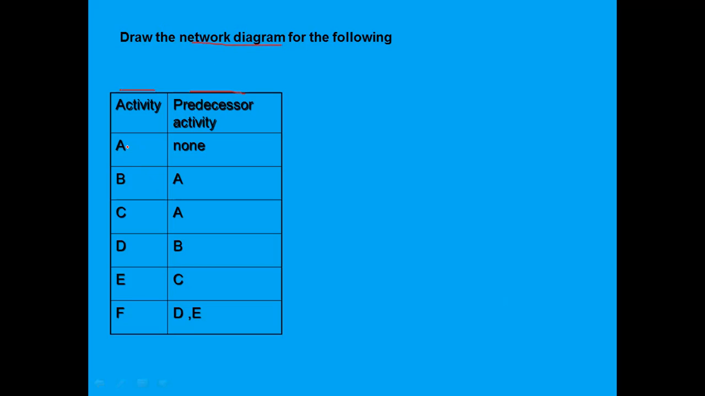Now activity A. When it says activity, just take an arrow based on that, whether it is A or B or C or D, whatever it is. That is an activity. For an event, you make a circle. Got it?